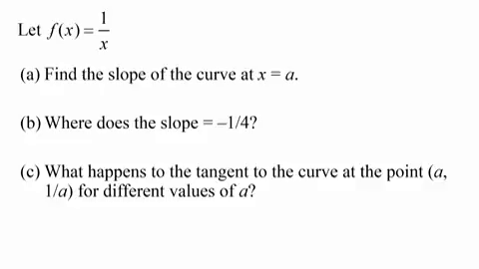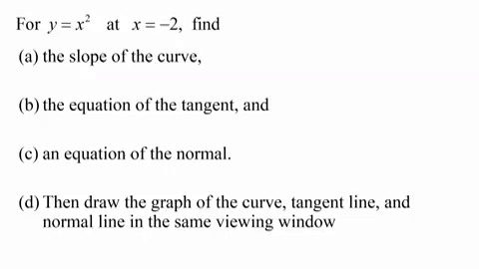The normal line to a curve at a point is the line perpendicular to the tangent at that point. Let's find a normal line. For y equals x squared at x equals negative 2, find a, the slope of the curve, b, the equation of the tangent, and c, the equation of the normal. D, then draw the graph of the curve, tangent line, and normal line in the same viewing window.